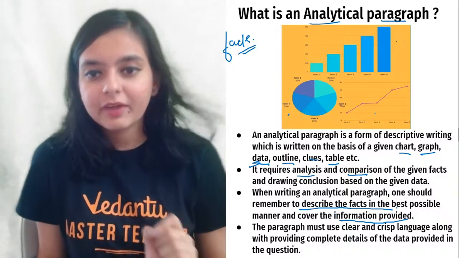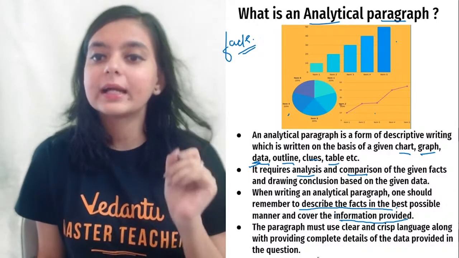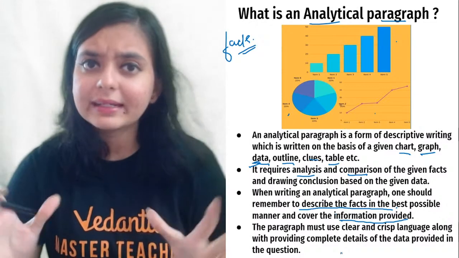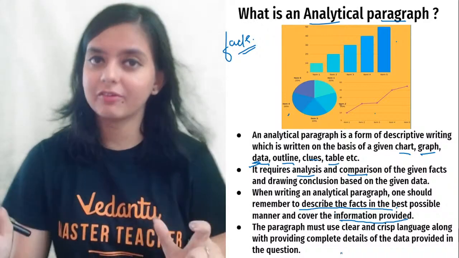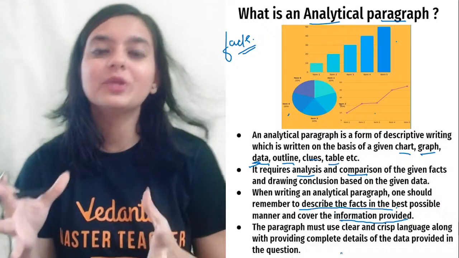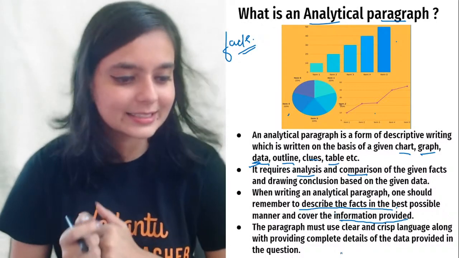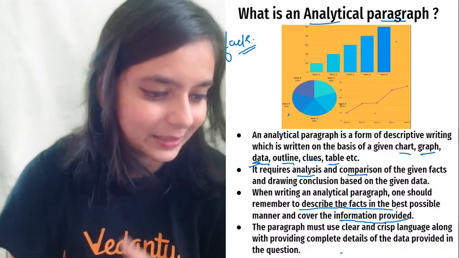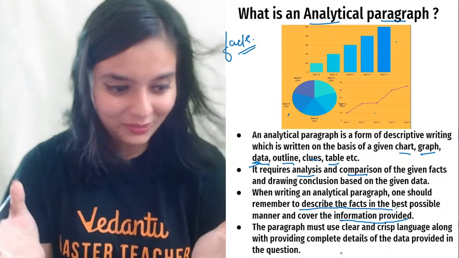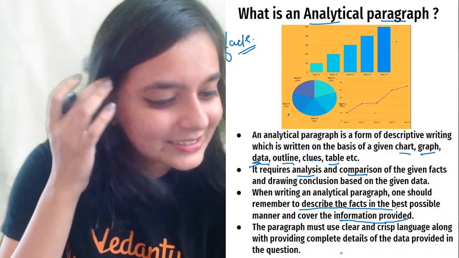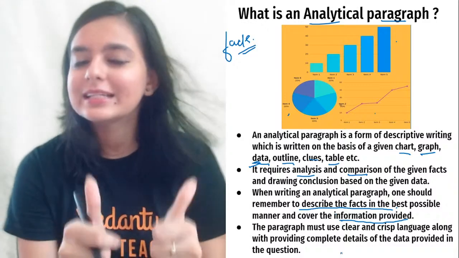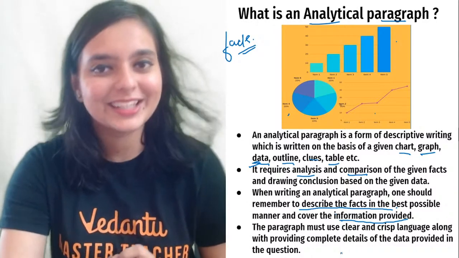So what should the language be? It should be crisp and clear along with complete details, right? It should be absolutely crisp and absolutely clear. There should be clarity, no ambiguity in your language. It's absolutely crystal clear, right? So that is what you need to take care of when you attempt an analytical paragraph. Yes, simple language, understandable, crisp, clear, clarity, no ambiguity. Absolutely correct. So these are the features as already mentioned by Sudhir in the chat box.